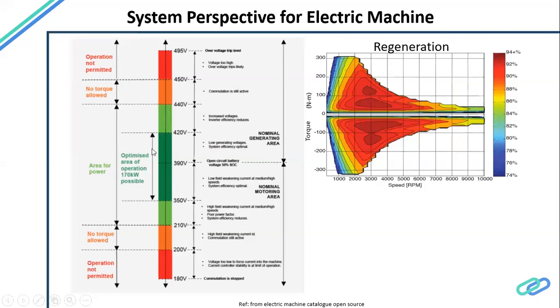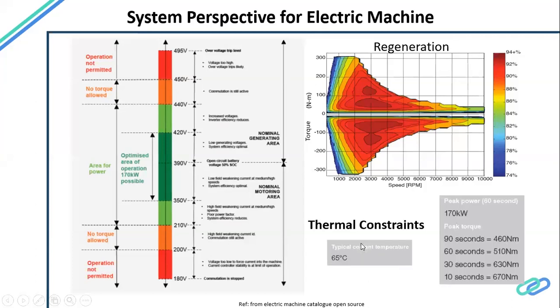Because in a vehicle, the battery is not a constant voltage source as such. So the voltages will keep on changing with SOC and with your usage of the battery. We have to make sure that at various operating conditions our machine is performing.